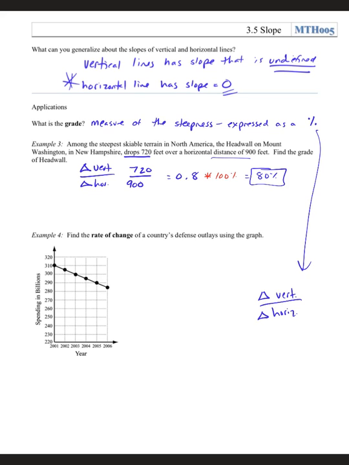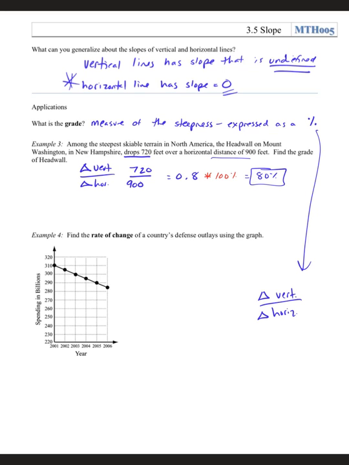Okay, in this last example we're looking at, example 4, we want to find the rate of change of a country's defense outlays using the graph. First thing we notice when we look at the graph, is it going to be an increase or a decrease, a negative or a positive? Since this graph goes down going from left to right, we know that it's going to be a decrease, or a negative value.